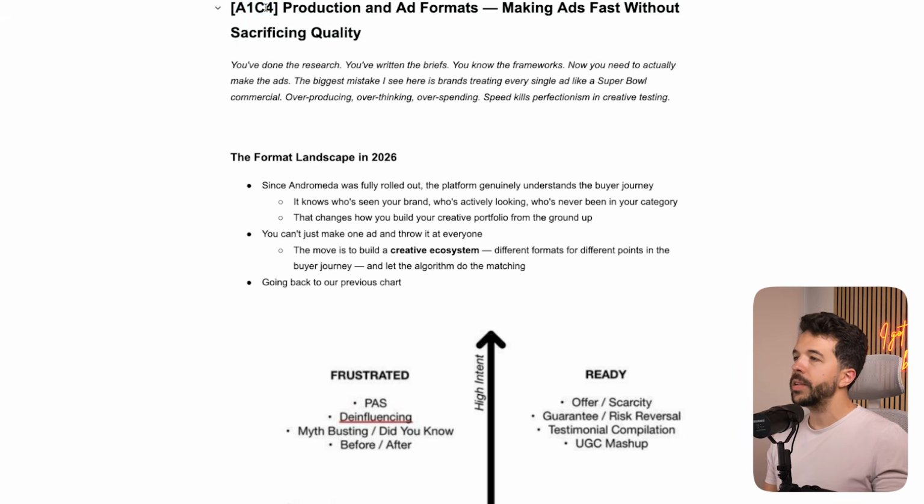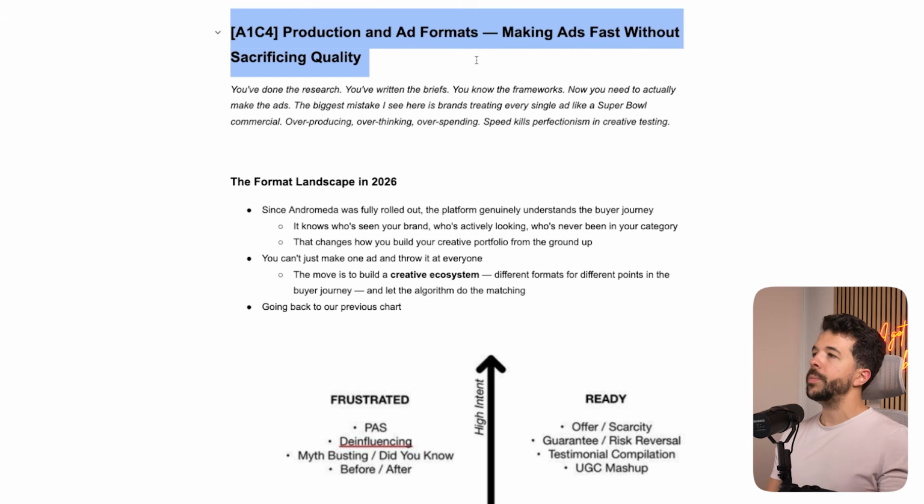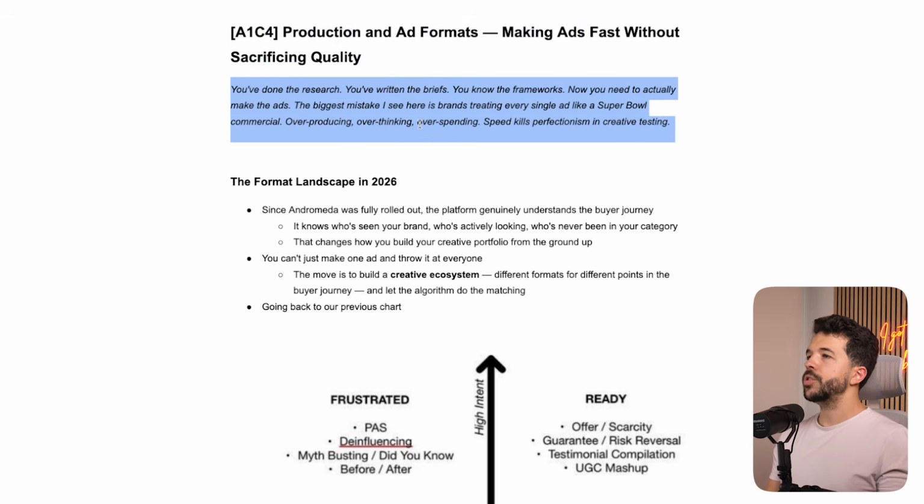So this is Act 1, Chapter 4, Production and Ad Formats. And this is where we make ads fast without sacrificing quality. You've done the research, you've written the briefs, you know the frameworks, now you need to actually make the ads. The biggest mistake I see here is brands treating every single ad like a Super Bowl commercial: overproducing, overthinking, overspending. Speed kills perfection in creative testing. So if you're optimizing for perfectionism, you cannot optimize for performance.